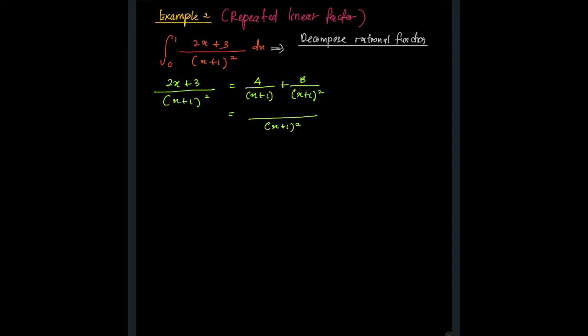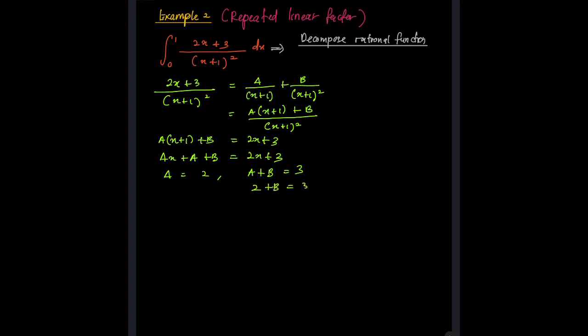Over (x plus 1) squared here, so this one is A times (x plus 1), and for the B it is just plus B. Then equate both sides: A(x plus 1) plus B is equivalent to 2x plus 3. Therefore, Ax plus A plus B is equivalent to 2x plus 3. Therefore, A is equivalent to 2. For the second part, A plus B is equivalent to 3. Since A is 2, 2 plus B is 3, therefore B is equivalent to 1.